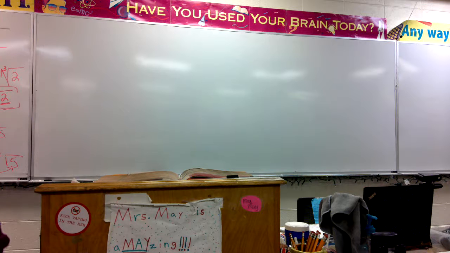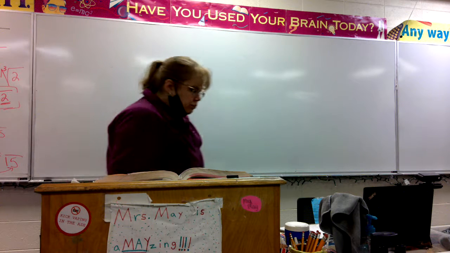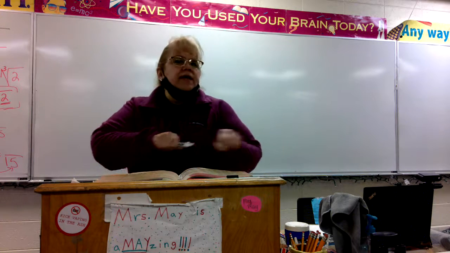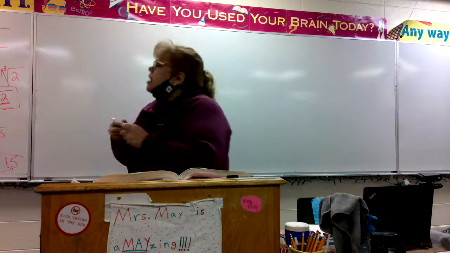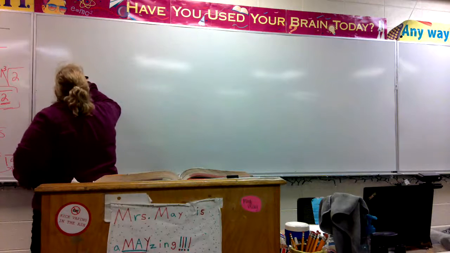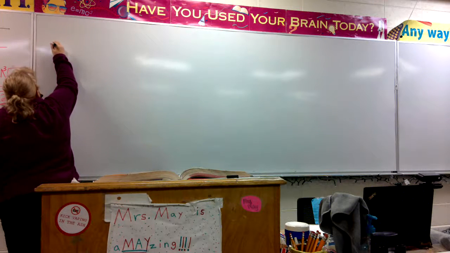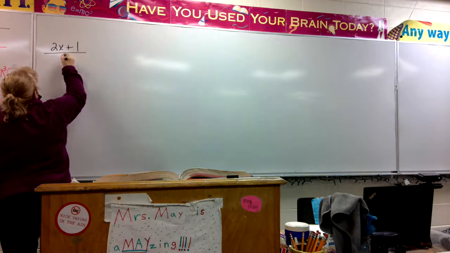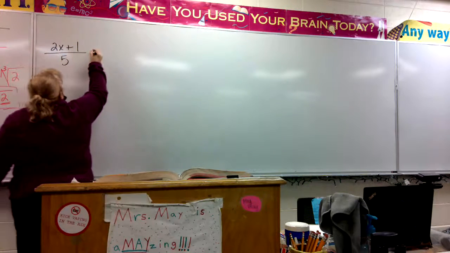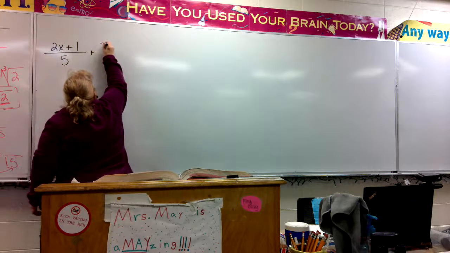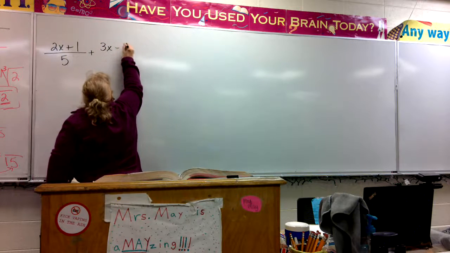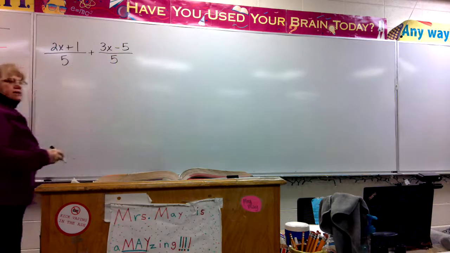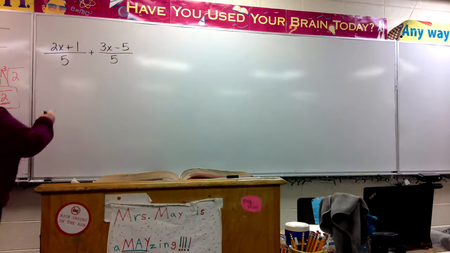So yesterday we were adding and subtracting fractions with the common denominator, right? And we started off with some that already had a common denominator, like maybe 2x plus 1 over 5 plus 3x take away 5 over 5, right? And the adding was no big deal.